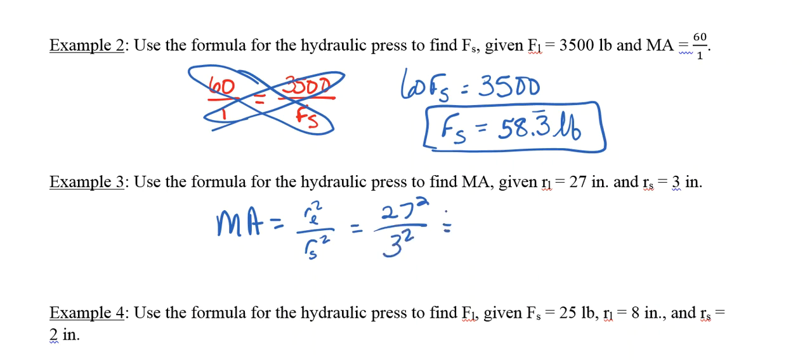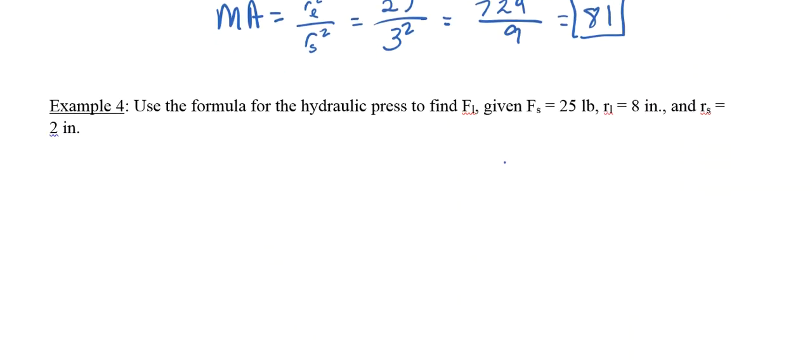You do have to make sure you square them before you reduce them. Resist the urge to divide first. So then 729 divided by 9. So it's giving me an advantage of 81 times.